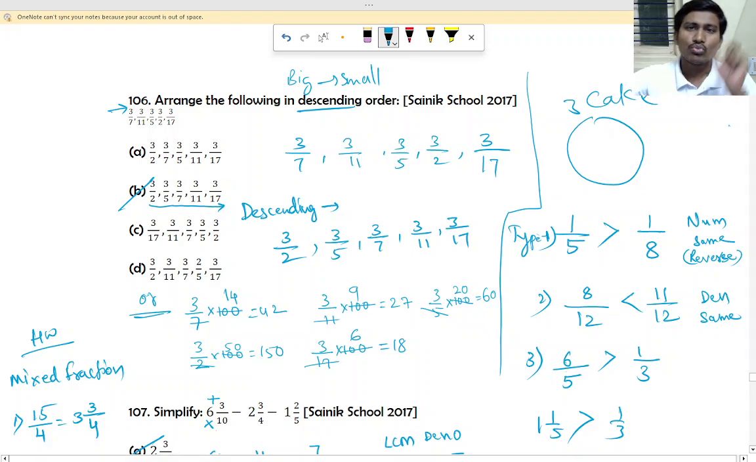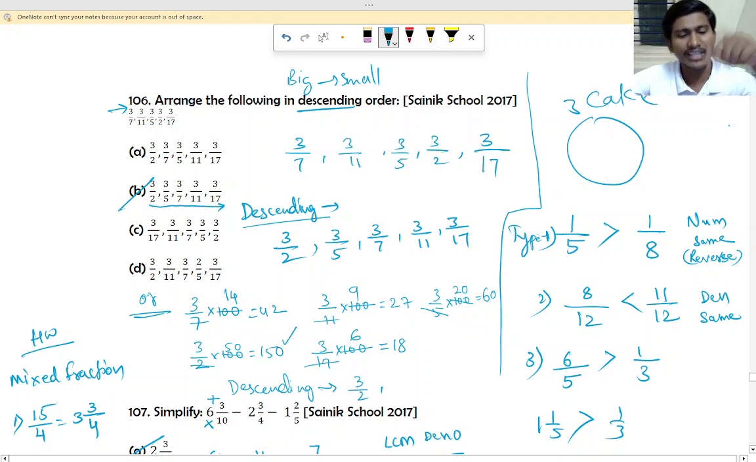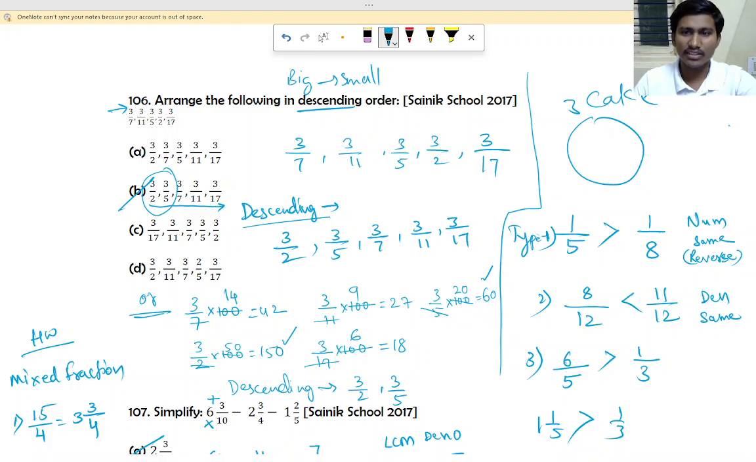So which do we have to write? We have to write descending order, that is big to small. Which is the bigger one here? 150 is the bigger one, so that is 3 by 2. After that, the next bigger one is 60, that is 3 by 5. So 3 by 2, 3 by 5 is there in option B. That's it, you can get the answer. You don't have to do all of them. This is how you can do it.